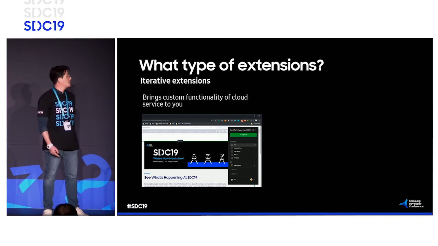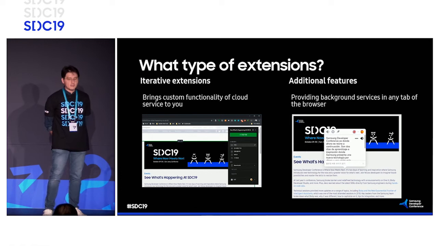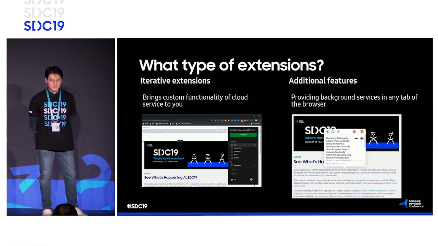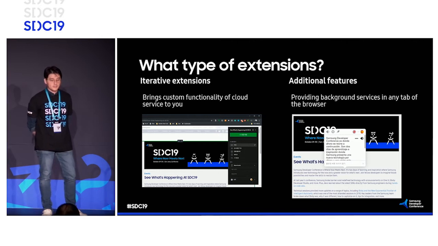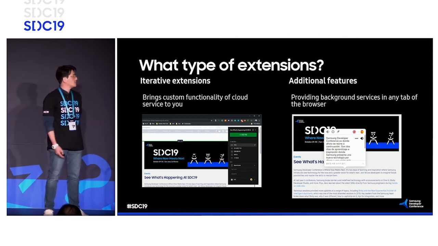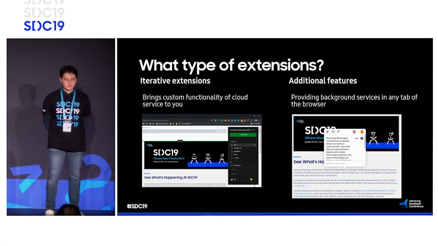There's another type, additional features, providing background services in any tabs of the browser. Any kind of notes, calendars, and translators. For instance, Mate Translate, like the one you can see in this screenshot, might be an example of this type.